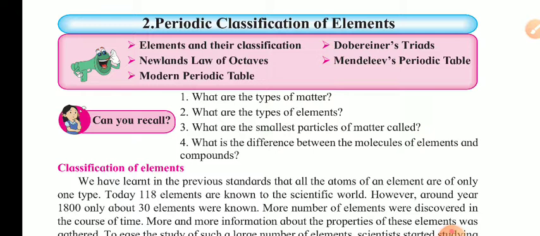Because in previous standards we had already discussed the classification of living organisms, in lower standards like 8th and 9th. So this time we are going to see the classification of elements, how they are classified, how they have different characters, how it is changing from one element to another element. Everything we are going to see in this particular chapter. Elements and their classification, Dobereiner's triads, Newlands' Octave, Mendeleev's periodic table and the modern periodic table, all this we are going to study.